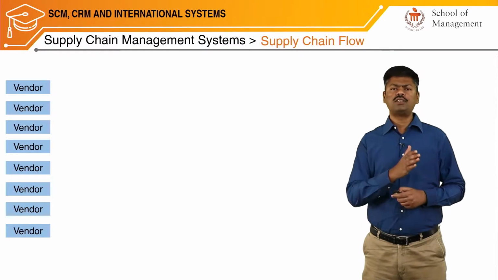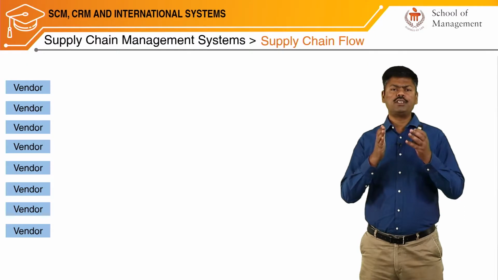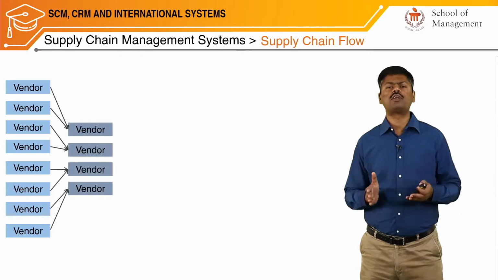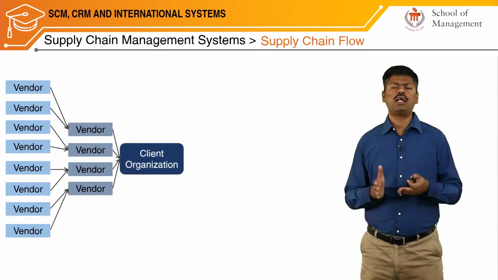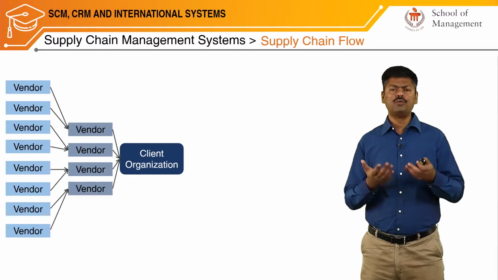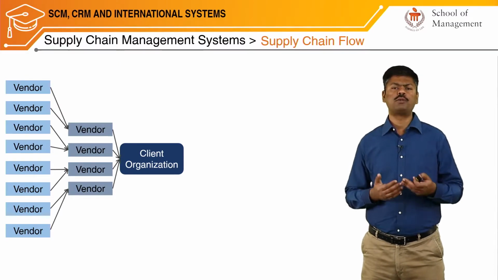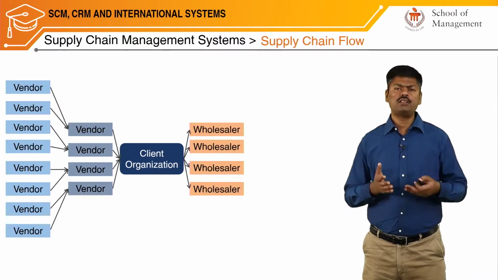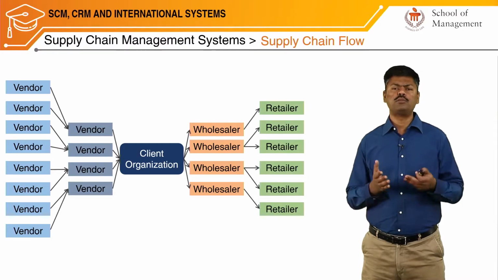So to start this, how does the supply chain management system work? So we have the tier 2 vendors who provide their materials to the tier 1 vendors. And from tier 1 vendors, it goes to the client organization who consume the supplies sent by the vendors in the manufacturing process and prepare the finished goods, which they send to their wholesalers. And in turn, wholesalers send it to their retailers. So that's how the entire supply chain management moves.